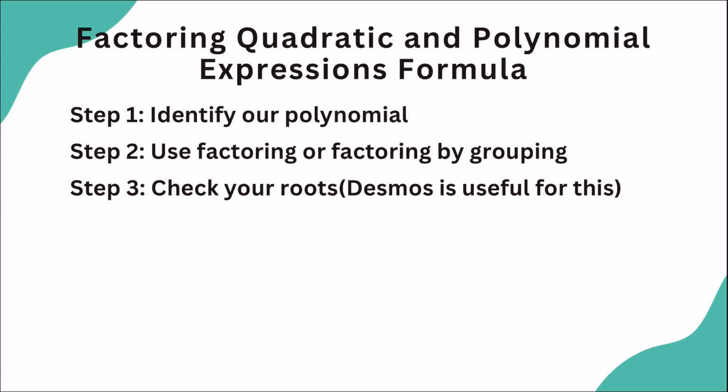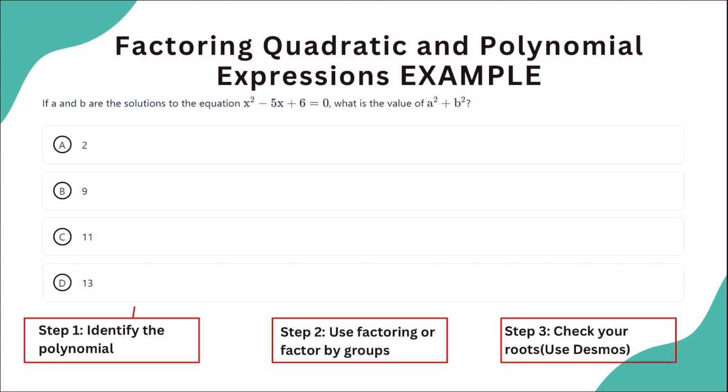So here's a formula I'm going to want you to follow for these problems. We're going to identify our polynomial. We're going to use factoring or factoring by grouping. And then we're going to check our roots. And like I said, Desmos is the best and quickest way to check your roots. So here's our question. It reads, if a and b are the solutions to the equation x squared minus 5x plus 6 equals 0, what is the value of a squared plus b squared?